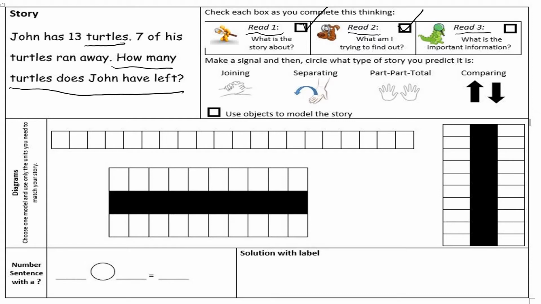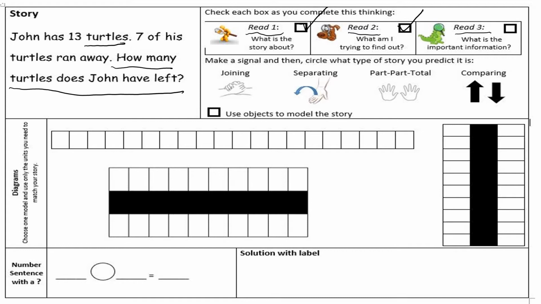Now I'm on my read 3. What is the important information? So with any problem, you're going to have important information, and the important information is what information do you need to be able to solve the problem? And in most cases, that's going to be the numbers that are in the problem. Now, you will run into problems that do not have numbers, but those are going to come later on. So let's read it one more time and think about the important information we have to know to be able to solve the problem of how many he has left.